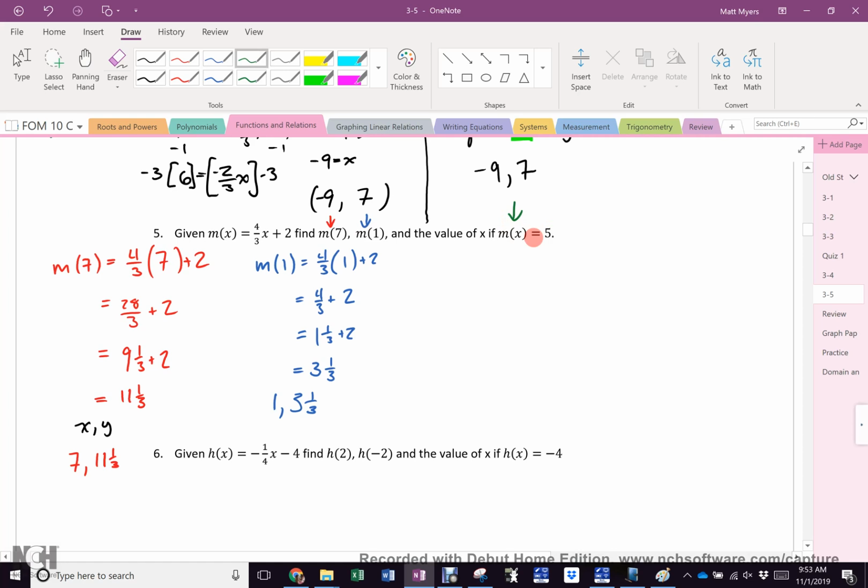I have the y. So m of x equals 4/3 x plus 2. But m of x also equals 5. Where in here does the 5 go? He waited patiently. Which is which? This part. So what am I going to write here? M of x is 5. That is m of x, yes? So 5 equals what?